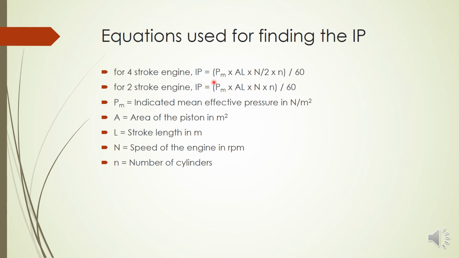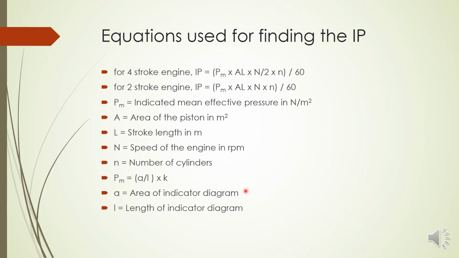But how to find the indicated power? How to find this mean effective pressure? If you have the indicator diagram, we can calculate the area and length. So mean effective pressure is nothing but small a by small l into K. What is small a? Small a is the area of the indicator diagram, and small l is the length of the indicator diagram, because it is the average height of that diagram. That is why we take the area of the indicator diagram divided by its length.